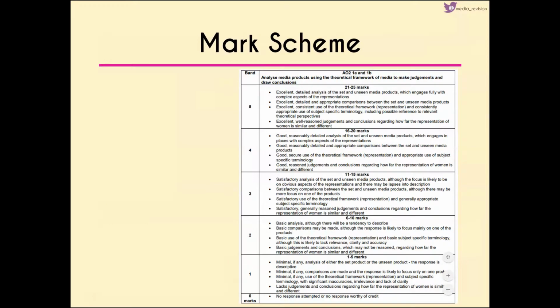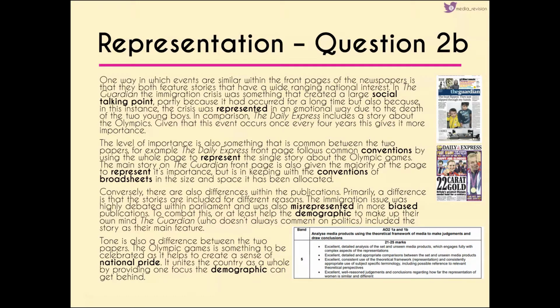Now again, our mark scheme uses those same keywords but is more detailed. There are more things that we need to hit on this mark scheme to get into that top band. So one way in which the events are similar within the front pages of the newspaper is that they both feature stories that have a wide-ranging national interest. In The Guardian, the immigration crisis was something that created a large social talking point, partly because it had occurred for a long time, but also because in this instance the crisis was represented in an emotional way due to the death of the 2 young boys. In comparison, the Daily Express includes a story about the Olympics. Given this event occurs once every 4 years, it gives it more importance.